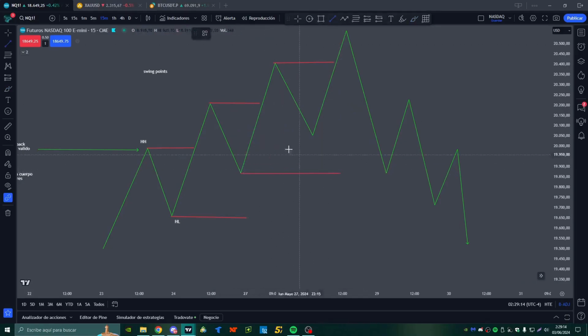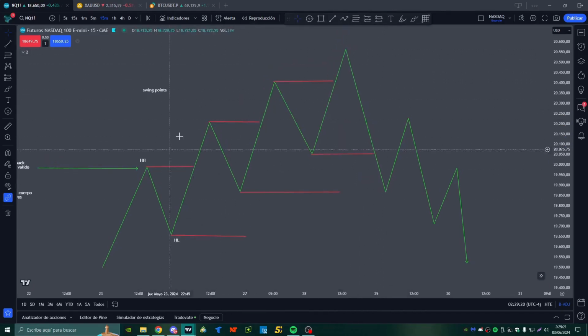So it's good to track their swings so they don't get lost in internal structures. As long as those swings remain intact, it means that there has been neither a continuation nor a change in structure.